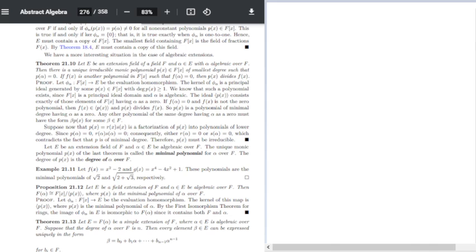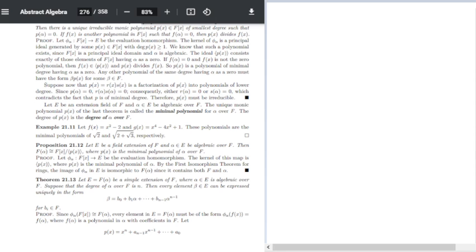Therefore, p(x) must be irreducible, which comes from a combination of several things, especially for this last paragraph, the fact that a field is an integral domain. Let E be an extension field of F, and alpha in E be algebraic over F. The unique monic polynomial p(x) of the last theorem is called the minimal polynomial for alpha over F. The degree of p(x) is the degree of alpha over F.